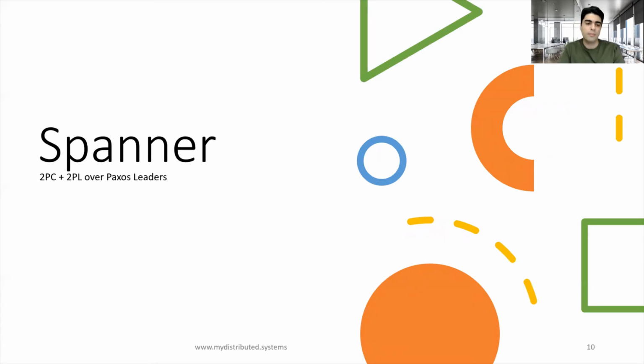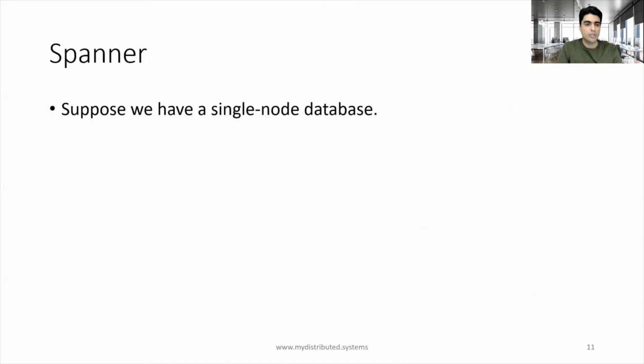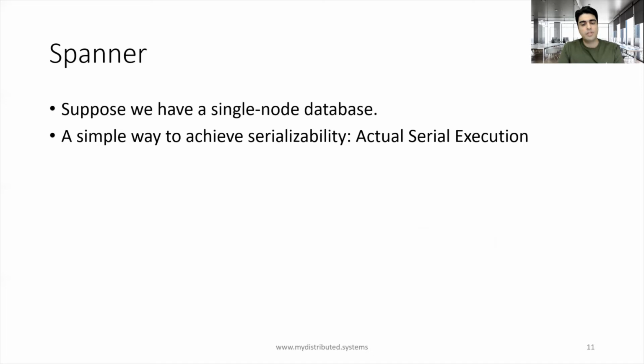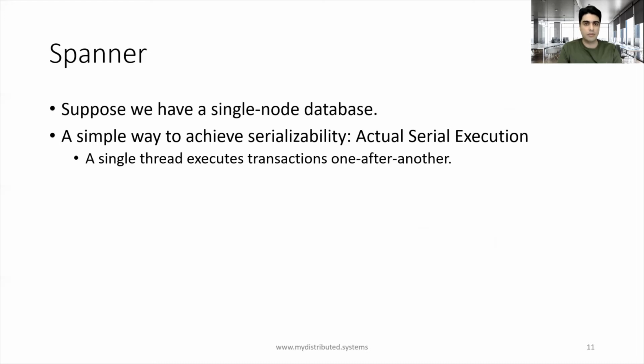So now let's start with the first solution to this problem, Spanner. Suppose we have a single node database. Very simple, just a simple node database. A simple way to achieve serializability is by actually executing transactions in a serial order, which is known as actual serial execution. Specifically, we have a single thread that receives transactions from a queue and executes them one by one. Very simple. So with this system, obviously we have strict serializability.